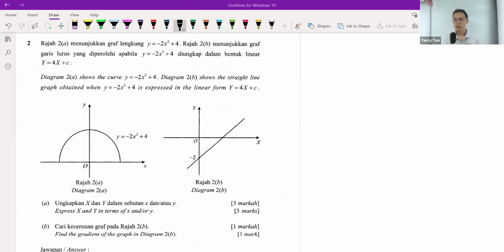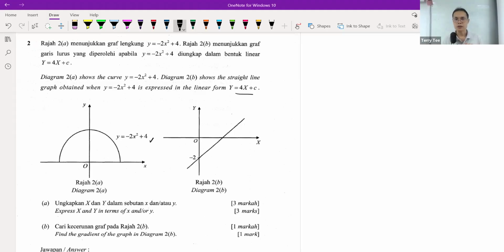Okay, question number 2. This is from Form 4, Chapter 6, Linear Law. The diagram shows a curve y equals minus 2x squared plus 4. It's a curve, expressed in linear form Y equals 4X plus c. You're supposed to express capital X and capital Y in terms of small x and small y.